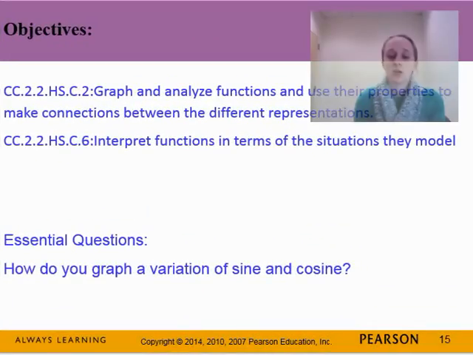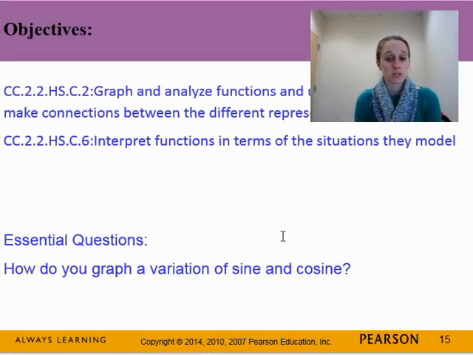Alright, welcome back, and this is 4.5 graphs of sine and cosine. We're going to go over the cosine portion now. We just went over the sine portion. So our central question is, how do you graph a variation of sine and cosine? Same as last time, only this time we're going to focus on the cosine aspect.